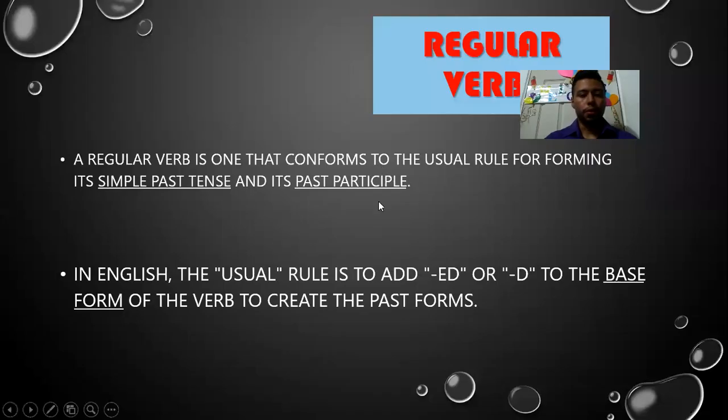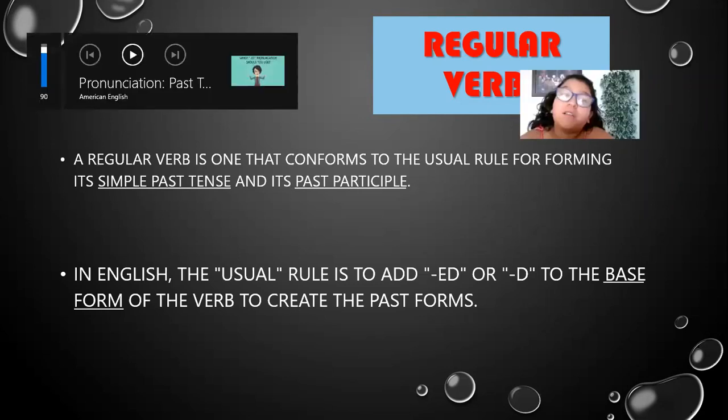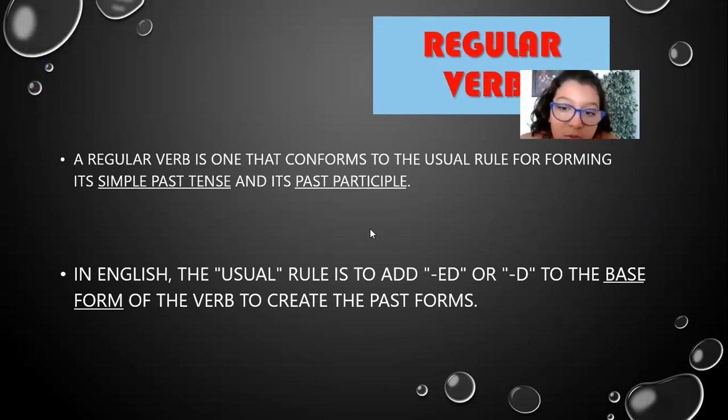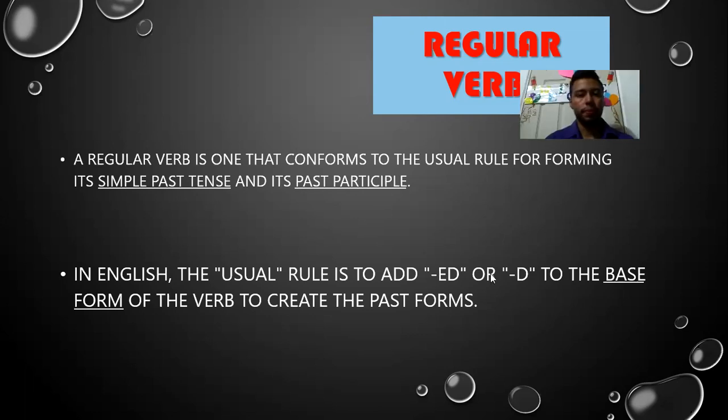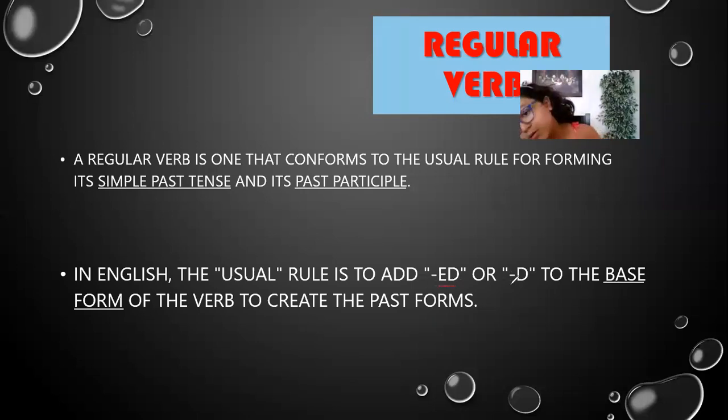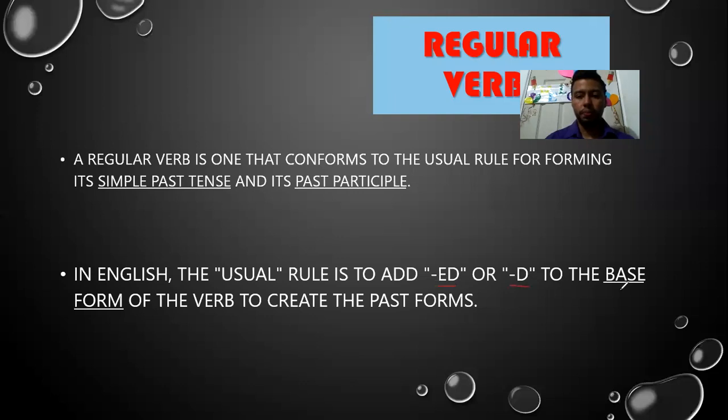So let's go back. I need some volunteers to read this important information. Okay, Daniela Giselle, help me. Please read regular verbs and this information. A regular verb is one that conforms to the usual rule for forming its simple past tense and its past participle. In English, the usual rule is to add ed or d to the base form of the verb to create the past forms. Wonderful, very good. Thank you.